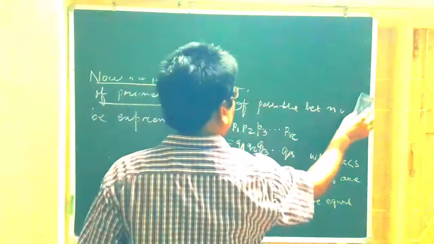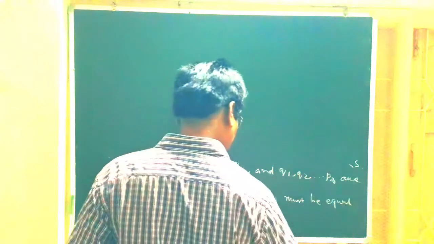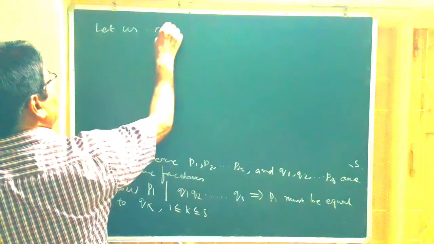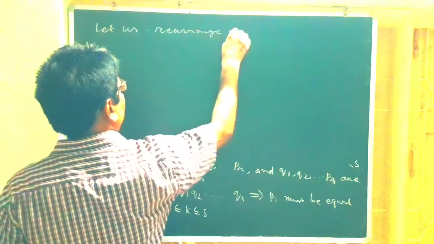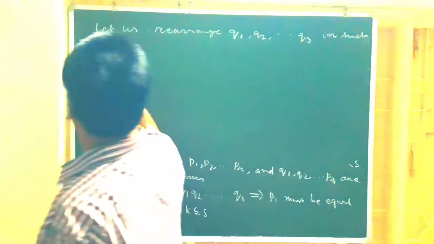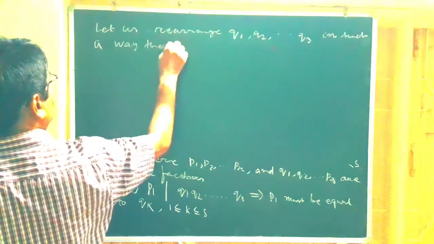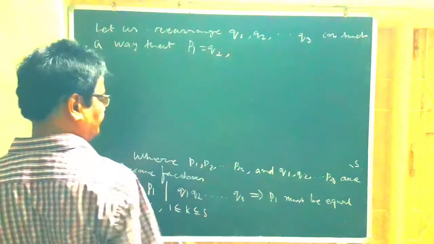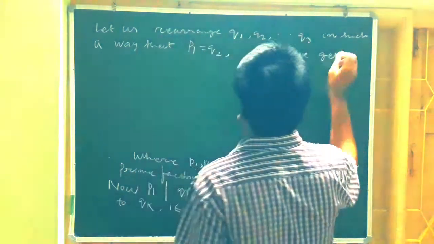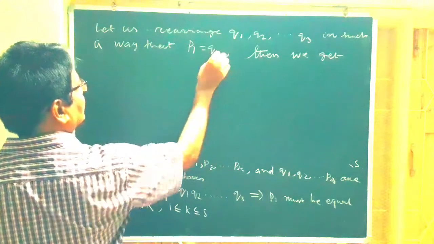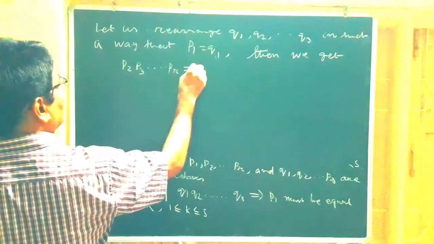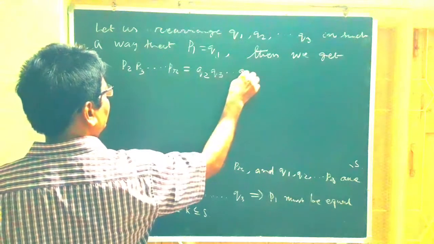Next. Let us rearrange Q1, Q2, Qs in such a way that P1 is equal to Q1. Then we get P1 is equal to Q1. Then we get P2 P3 Pr is equal to Q2 Q3 Qs.